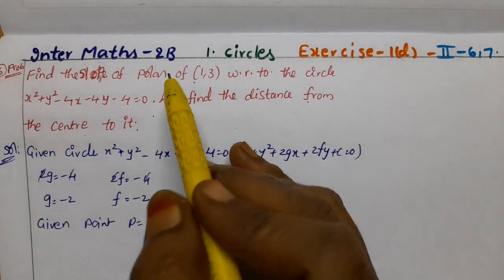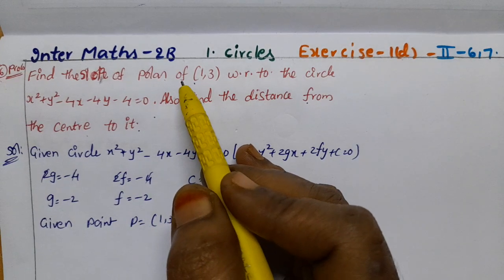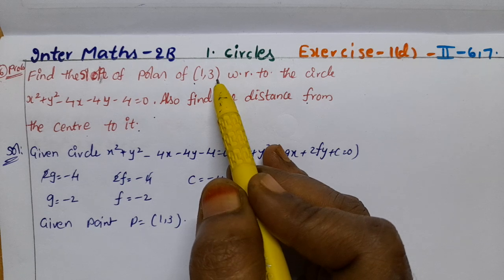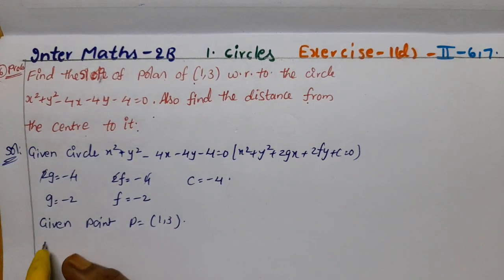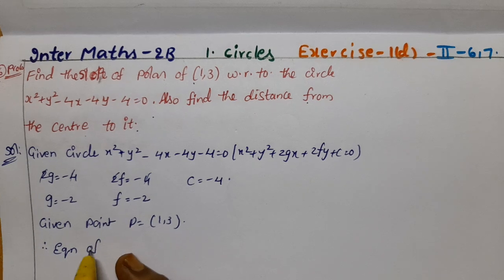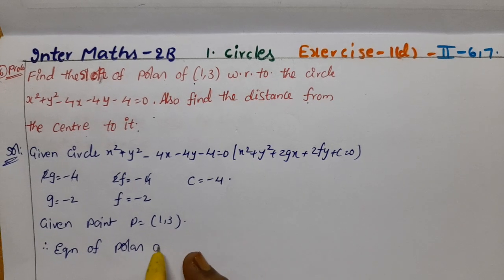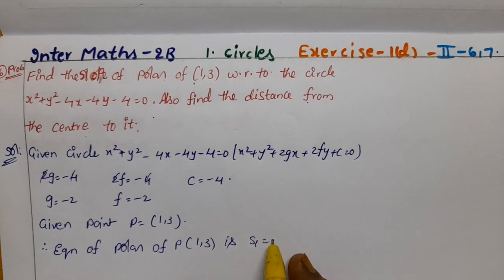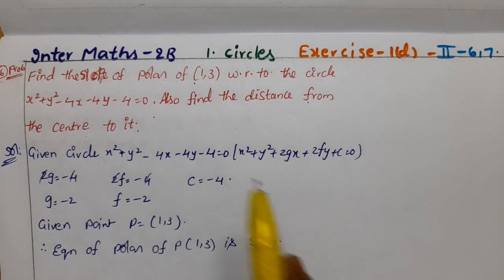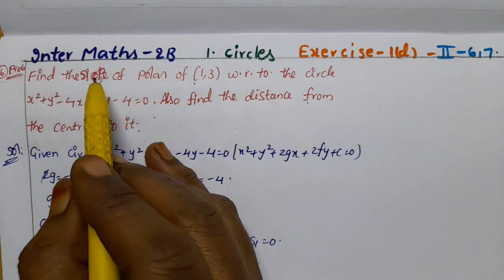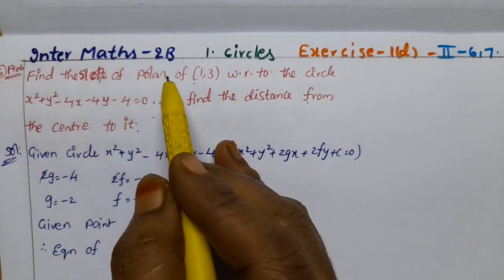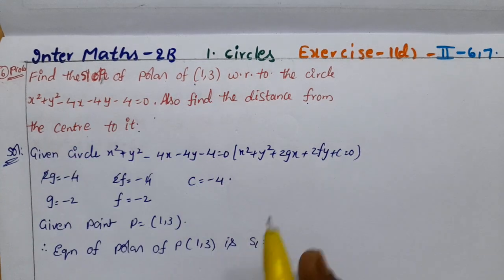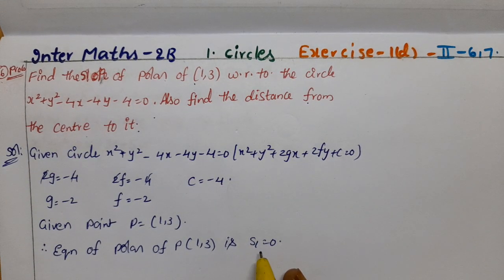To calculate the slope of the polar line, first we have to calculate the polar line. The equation of the polar of (1, 3) is S1 = 0. Therefore the equation of the polar of P(1, 3) is S1 = 0. Here we are calculating the slope of the polar. First we have to calculate the polar line and next the slope. So the polar equation is S1 = 0.